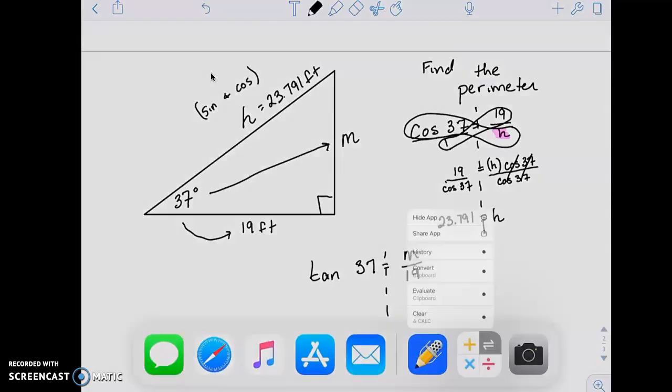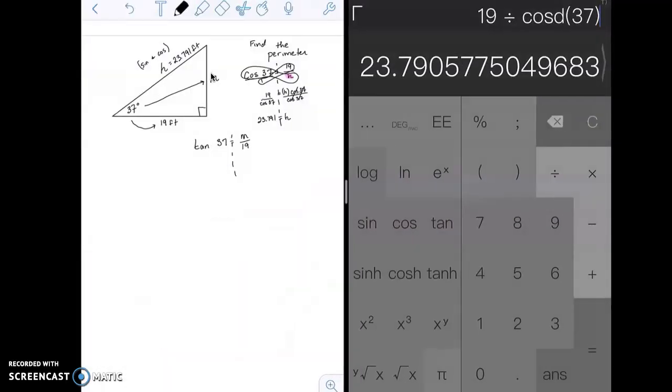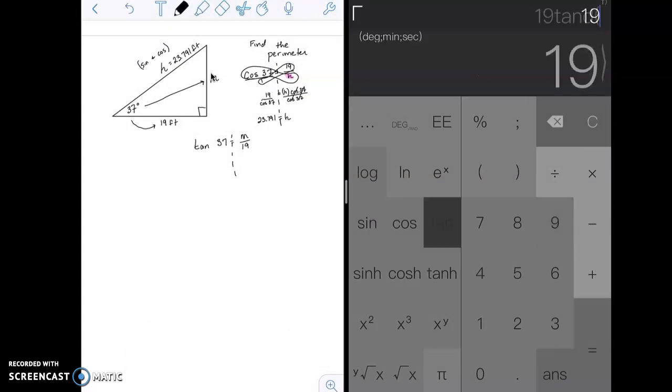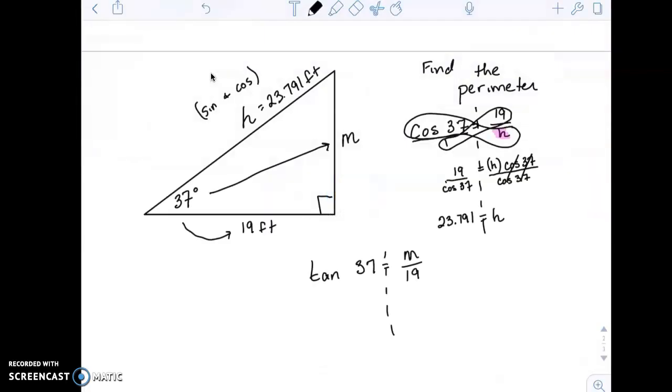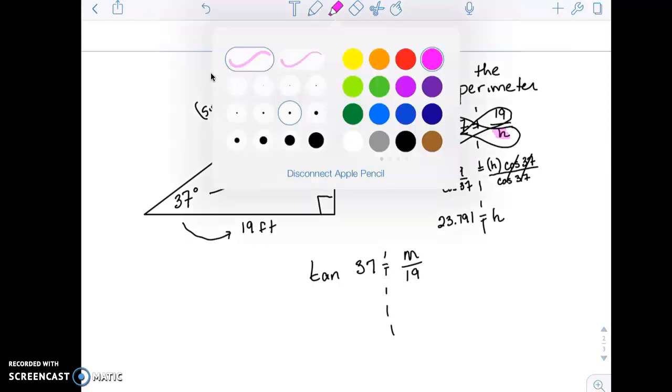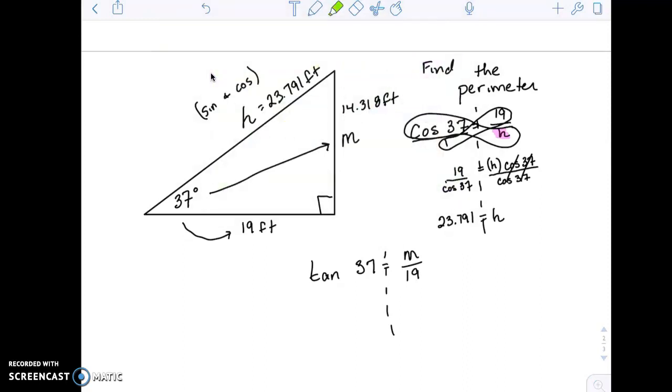Get the answer before I do. So clear it out. It's regular, so it's going to be 19 tan 37. So 14.318. There you go. Now, can I find the perimeter now? You're right, I can. I can find the perimeter by adding the hypotenuse to the missing side to the side that I was given. And you know how to add those together to find your perimeter.